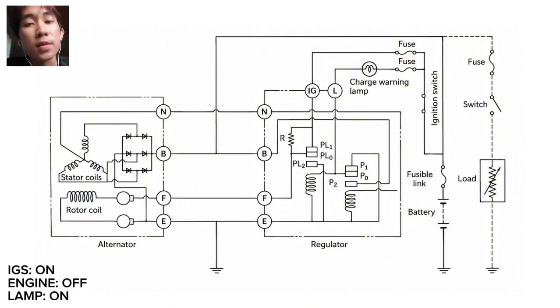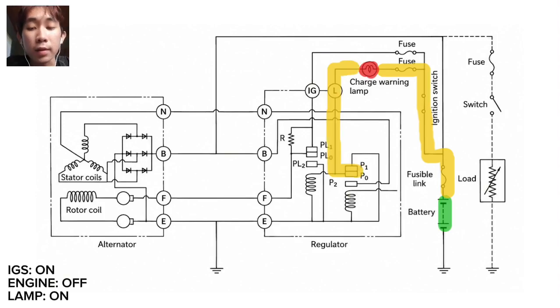And now we have our second condition, which is a normal condition, specifically when the lamp is on, the ignition switch is on, and the engine is off. Now we're going to explain the electrical pathway or the flow of the current. So again, the current comes from the battery through the fusible link and the fuse, which turns on the charge warning lamp, then into the L terminal of the regulator.